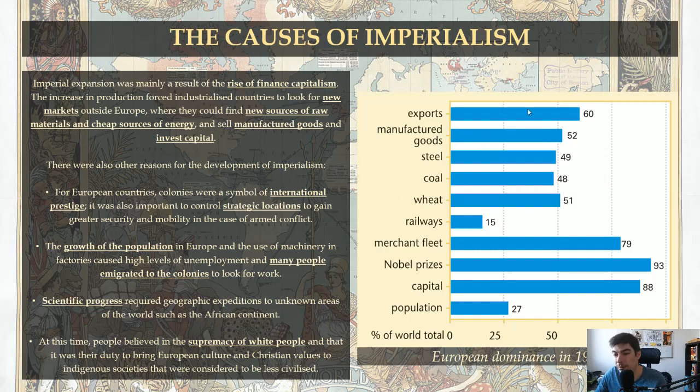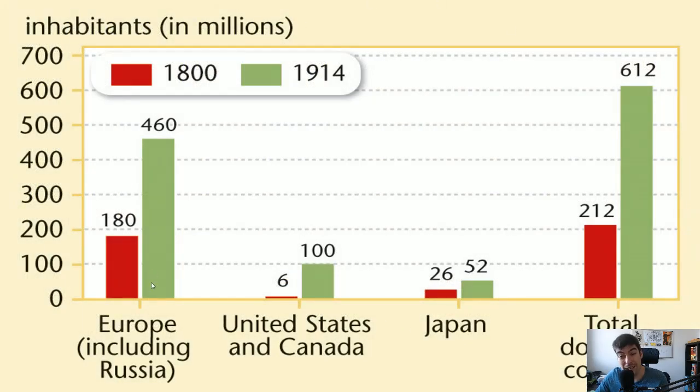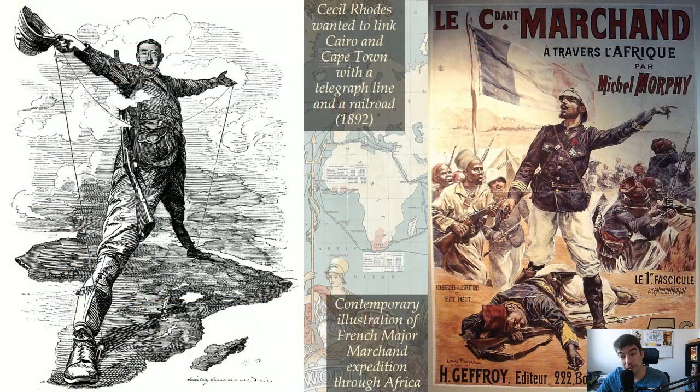So, well, here you have a graphic. As you can see, the Europeans dominated the economy of the world in the early 20th century. Here you have three texts from Cecil Rhodes, Jules Ferry, Joseph Chamberlain, which supported the formation of these colonial empires and the supremacy of the white race. Here you have the increase in population. Here you can see that throughout all the 19th century and the beginning of the 20th century, the population grew 3 times in the dominant countries, in the industrialized countries, so they needed to emigrate. Here's Cecil Rhodes and another illustration which supported the formation of these colonial empires.